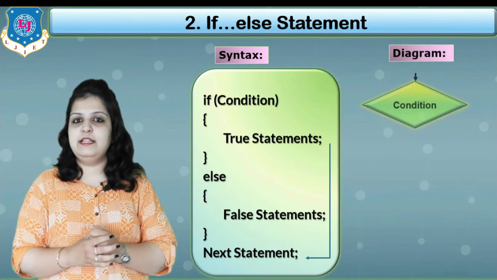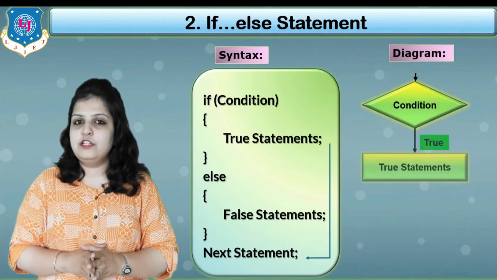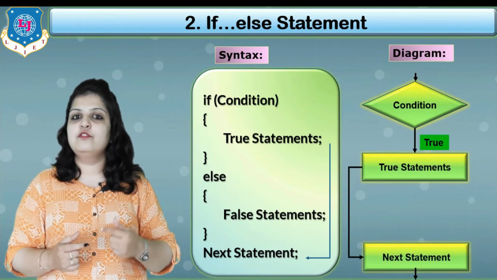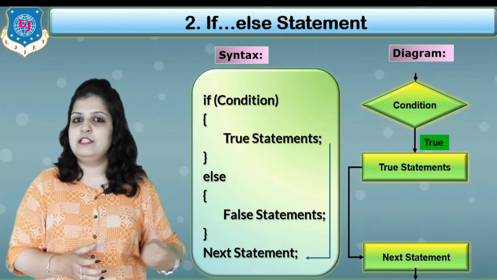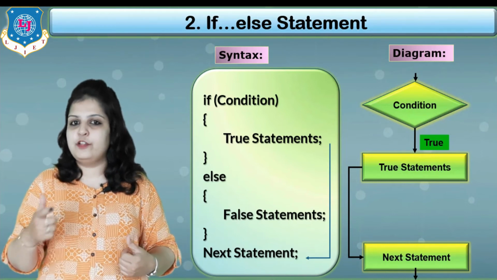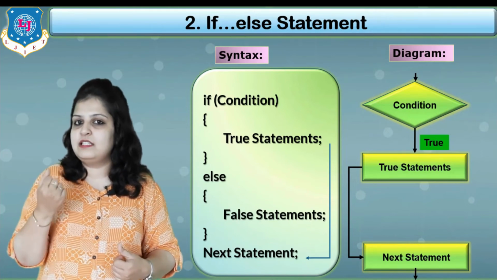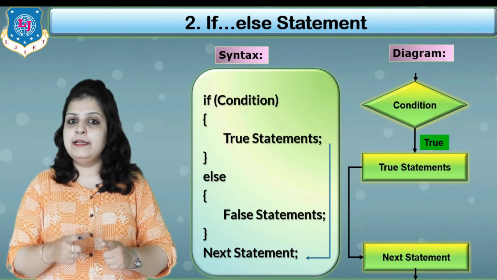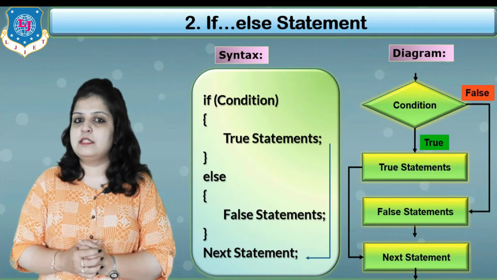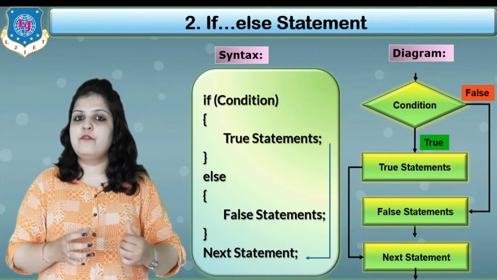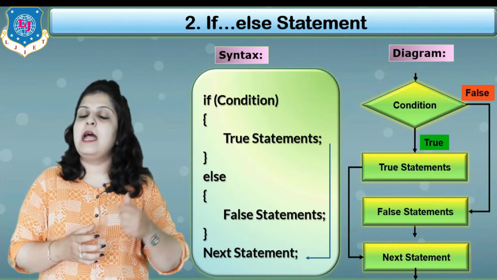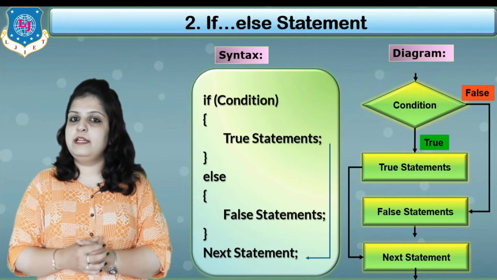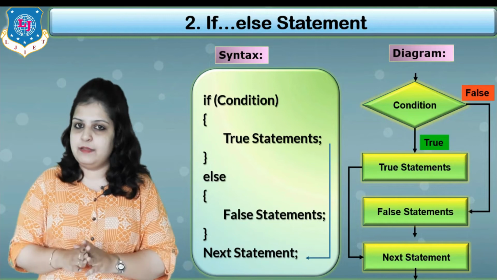First of all, write the condition. If the condition is true, then the true statements will be executed and then our control goes to the next statement. The false statement will be skipped automatically, because at a time only one statement will be executed, either true or false. And if your condition is false, then in this case your false statement will be executed and then control goes to the next statement. So here the true statement will be skipped automatically.